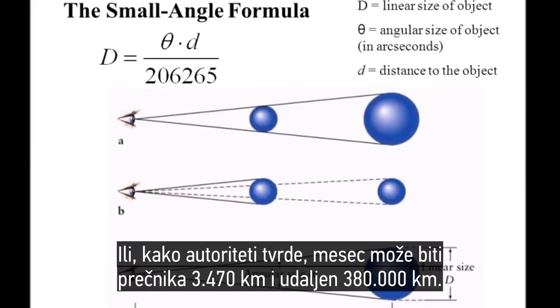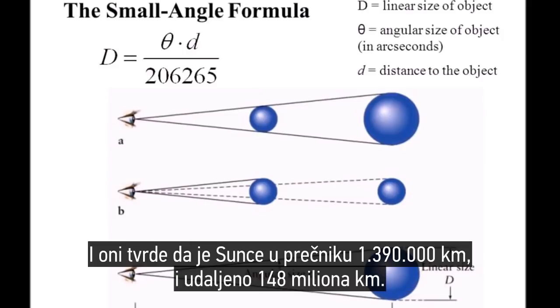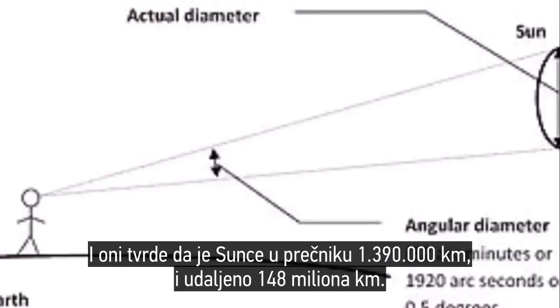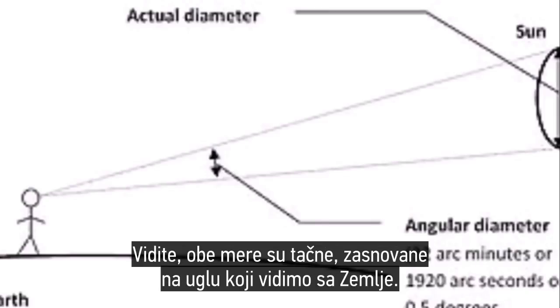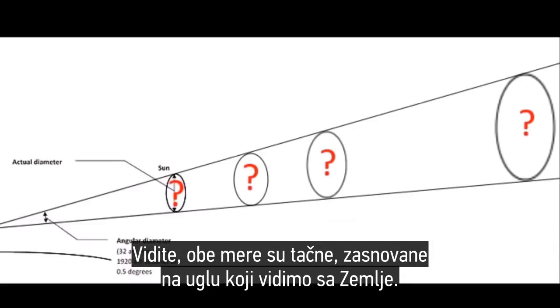or, as the authorities claim, the moon can be 2,159 miles in diameter and 237,000 miles away. And they claim the sun is 864,575 miles in diameter and 93 million miles away. You see, both measurements are correct based on the angle we see from Earth.